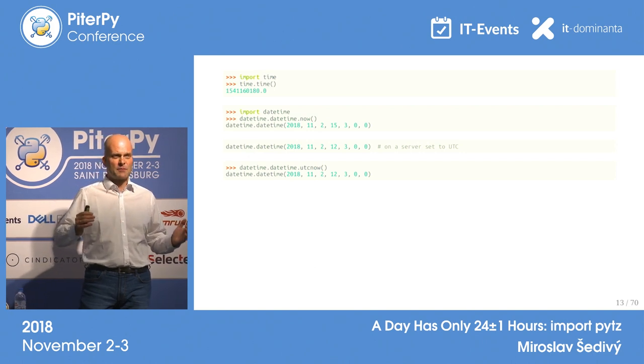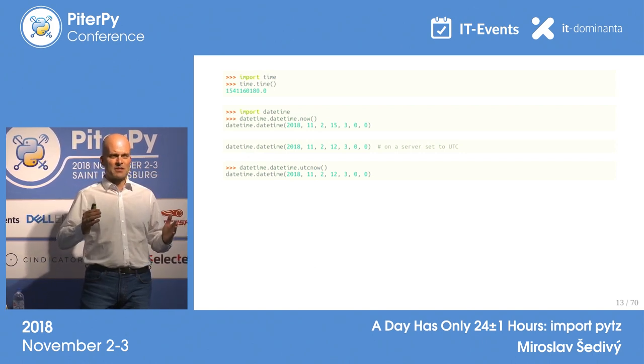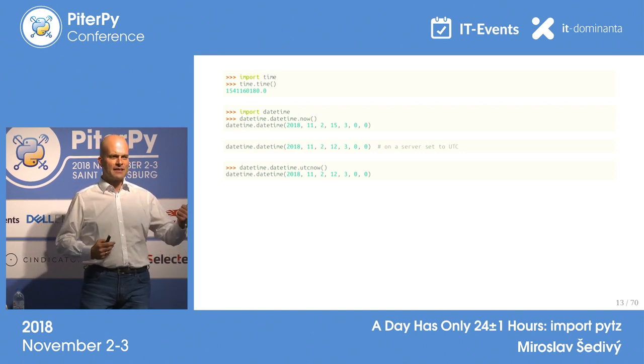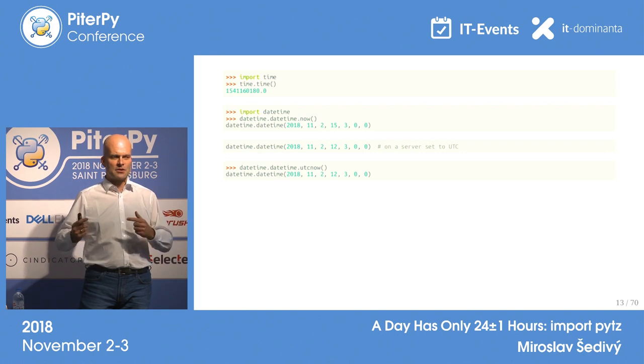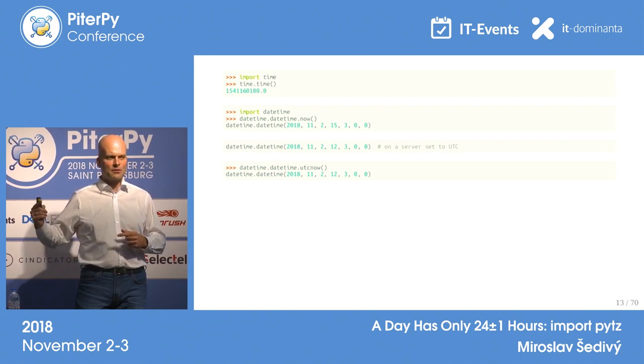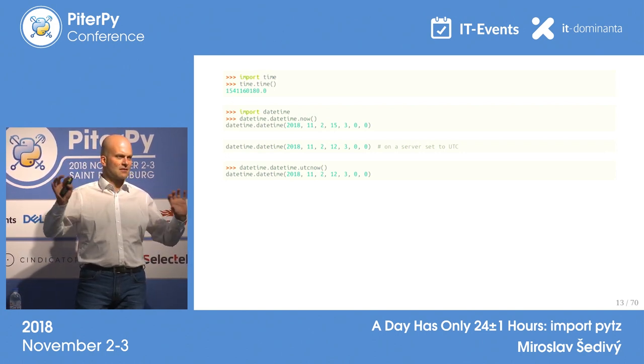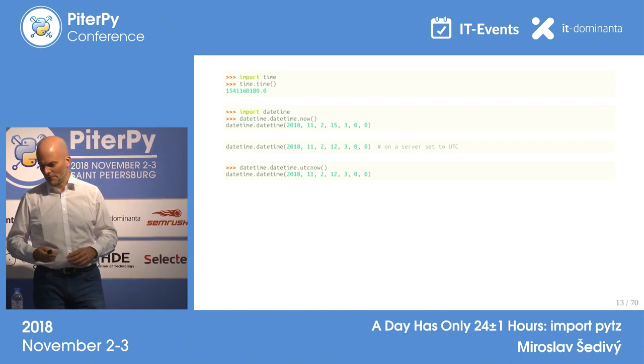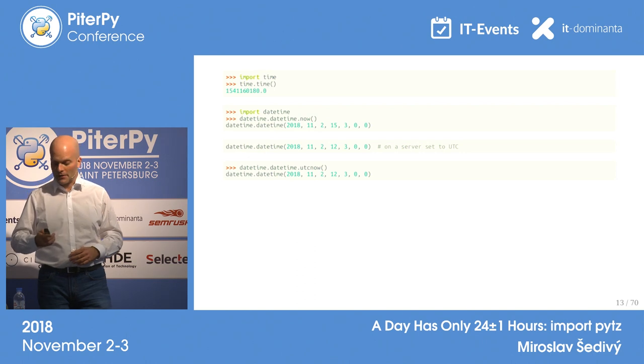Actually, UTC is an abbreviation. It's not an abbreviation, it's a compromise between French and English-speaking countries, because in English it's Universal Coordinated Time, UCT. In French it's Temps Universel Coordonné, TUC, and UTC is just a compromise between the two languages that is an abbreviation of no language.